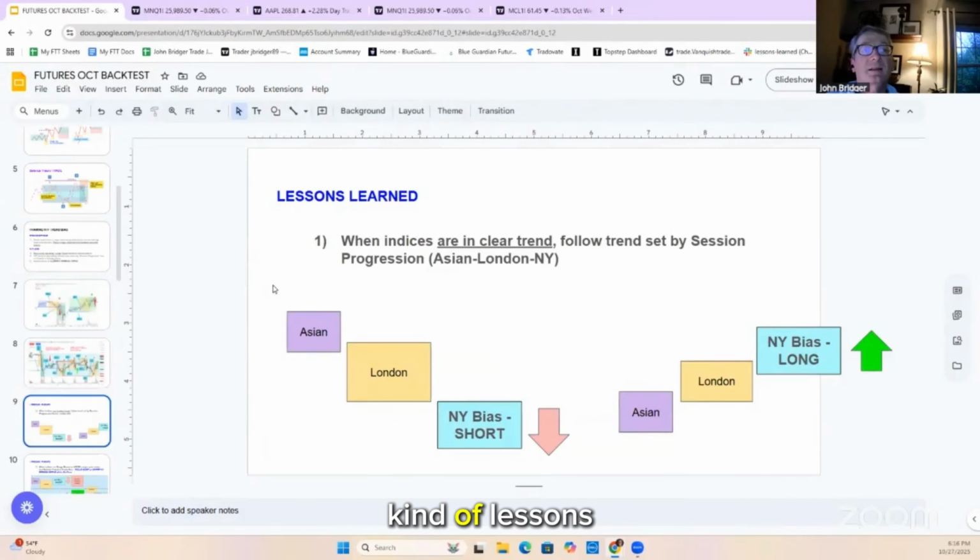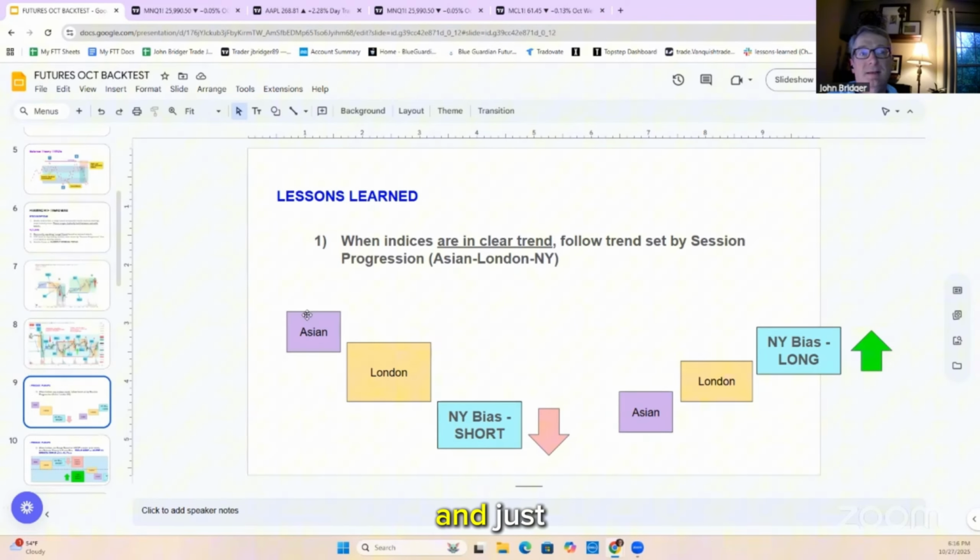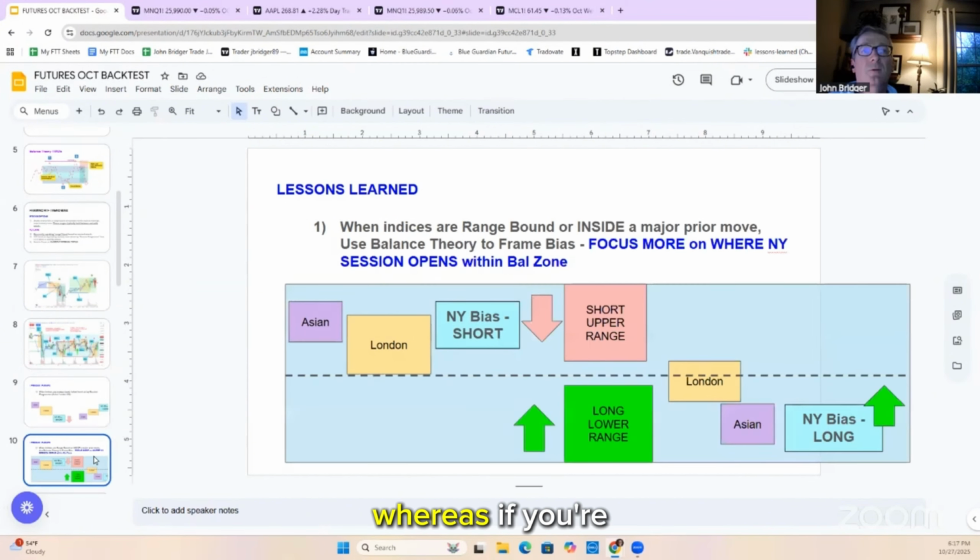So just a reminder, kind of lessons learned: when the indices are in a clear trend, play the New York as a continuation of that trend. If you got a clear trend from the Asian to London going up, play it long. Whereas if you're in balance, and there's no clear direction, it's kind of range bound within some kind of major move prior to that, tend to lean on your shorts when you're in the upper range of that balance, and your longs when you're in the lower end.